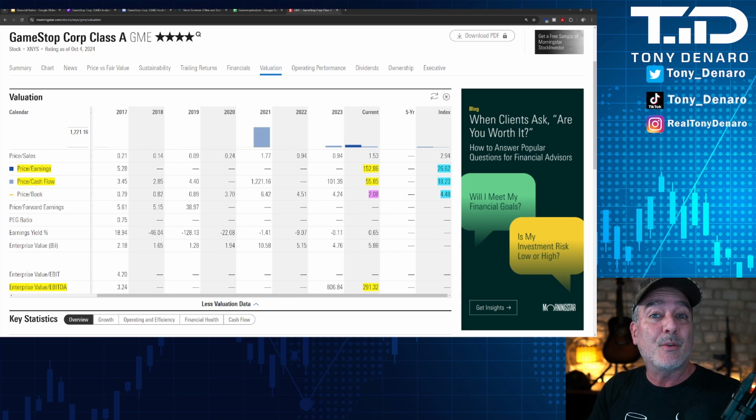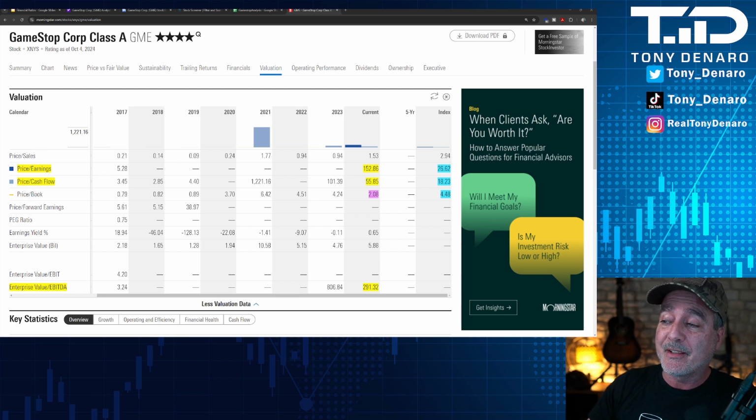We can look at similar valuations on a site like Morningstar, or we can look at price to earnings relative to the index, price to cash flow relative to the index, enterprise to EBITDA, a sky high number relative to the index, even though they don't show the index there.